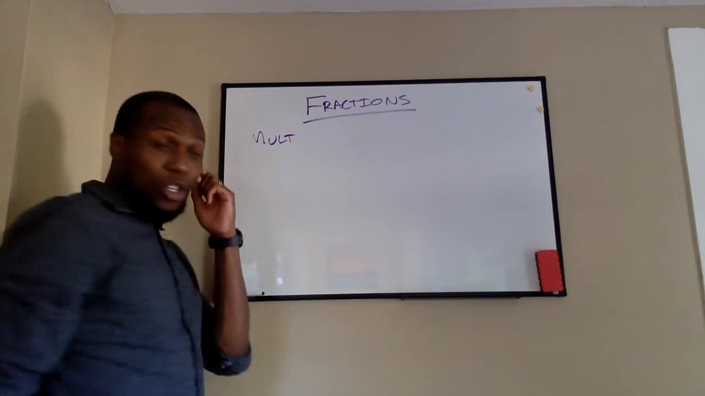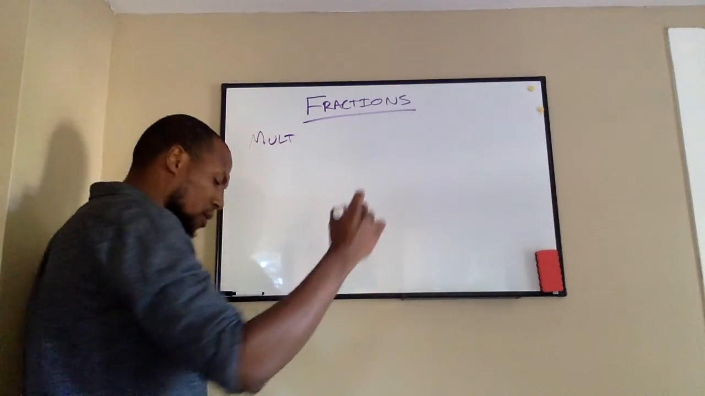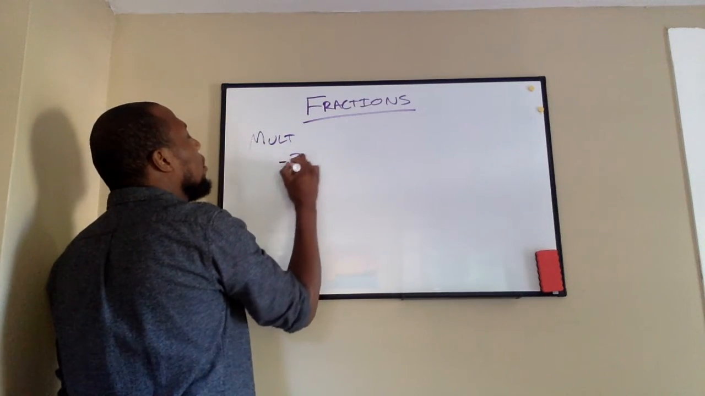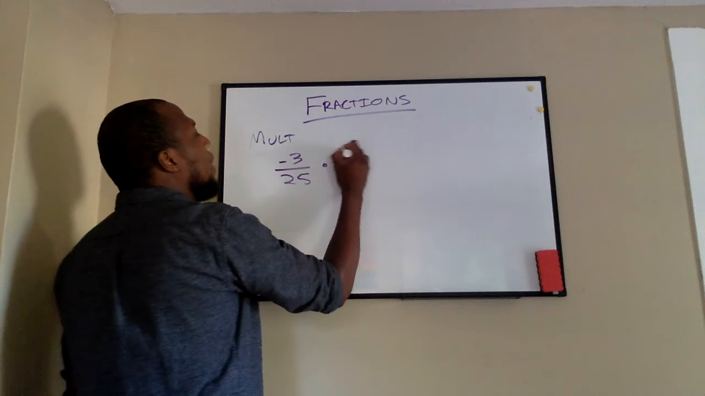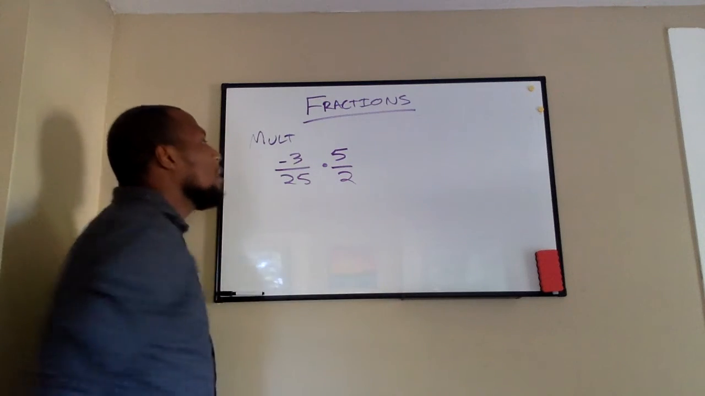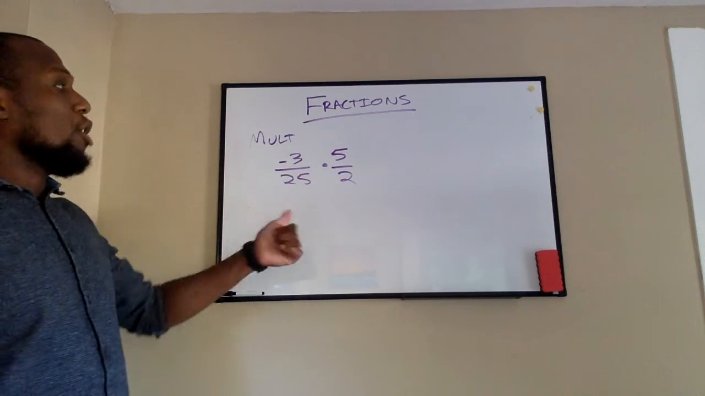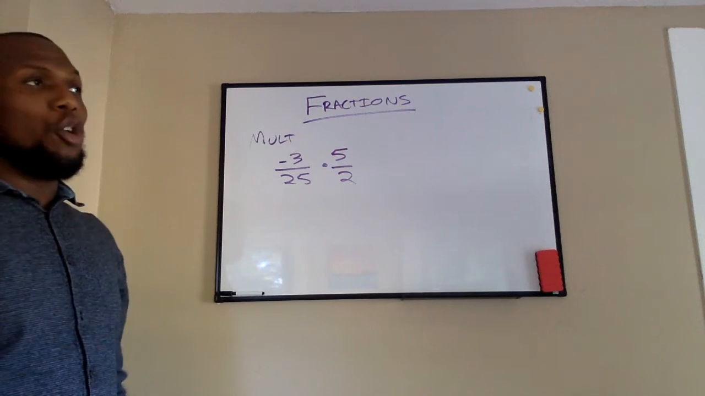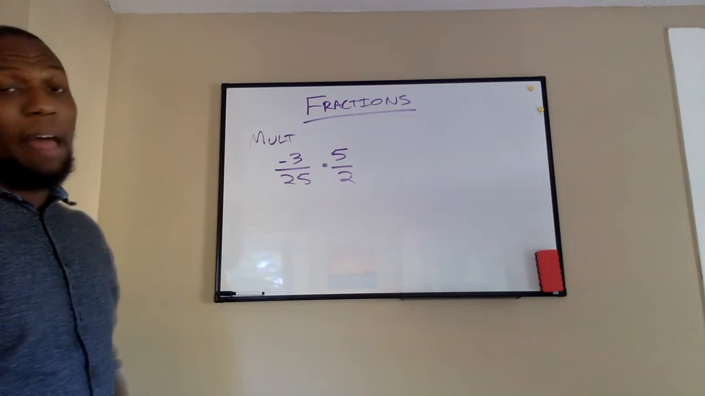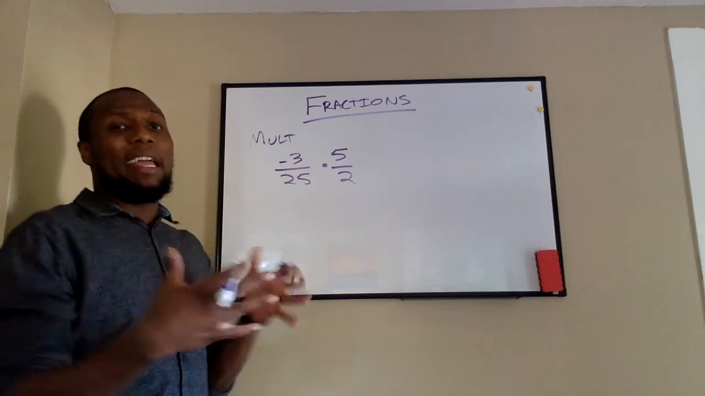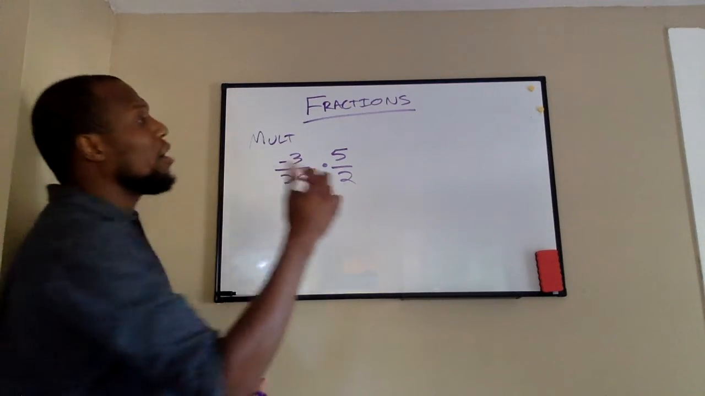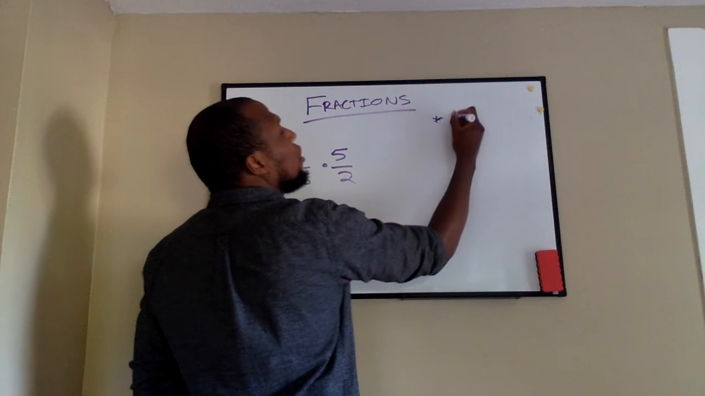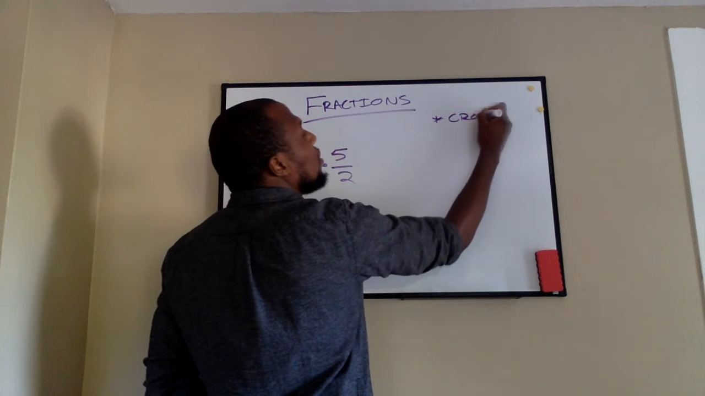We're going to first look at an example where we have negative 3 over 25 multiplied by 5 halves. As a good rule of thumb in any math class, we want to try and make any problem a little bit simpler. In this case, we're going to do that by always looking to see if we can cross-reduce.